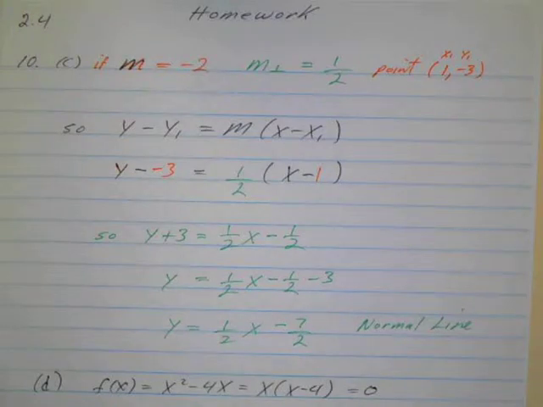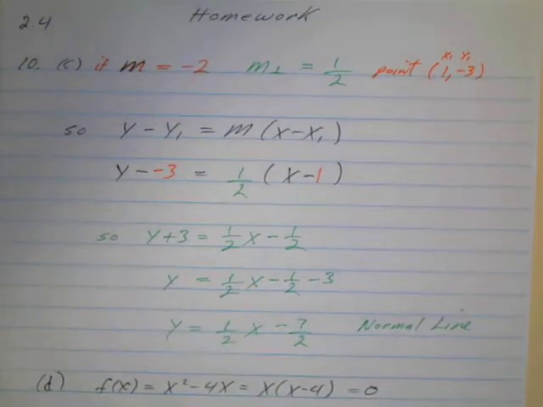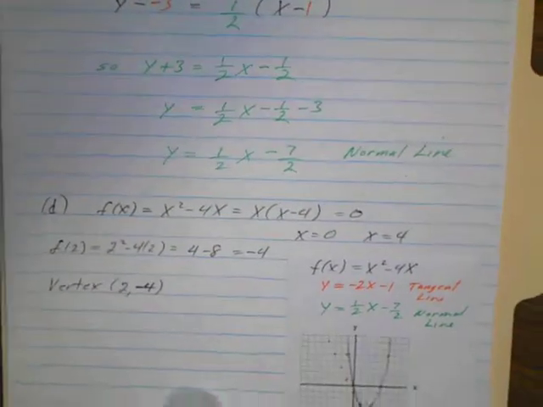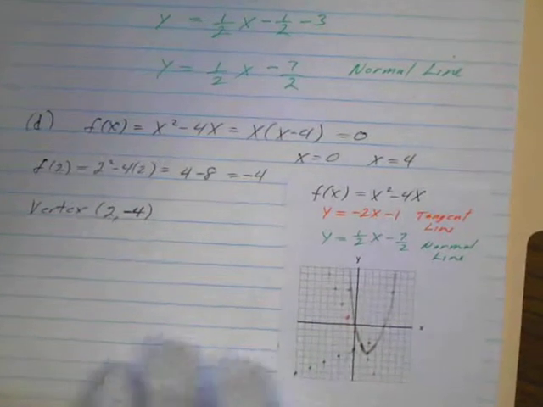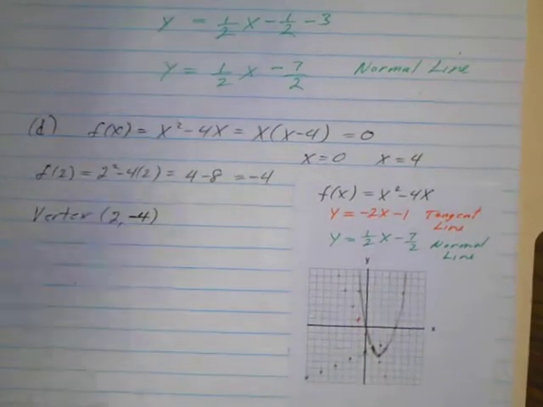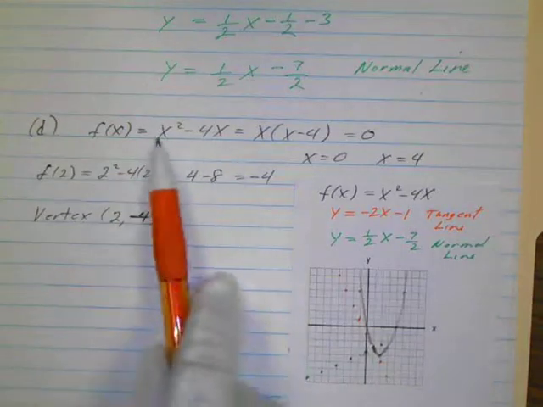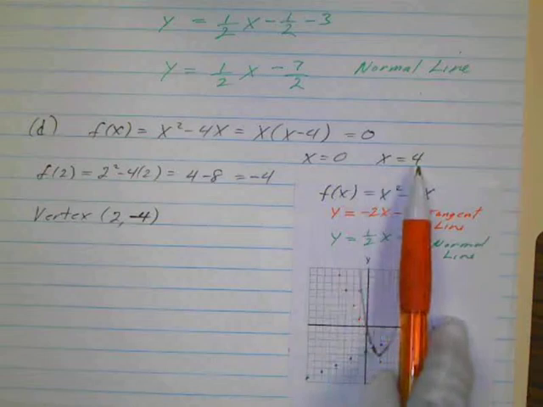Now we want to graph this, and again, first of all, we want to graph it without the calculator because we can do that. So this is my function. I know that it's a parabola, and I can find the zeros of it. It's not too bad. First of all, I just factored it and set it equal to 0, so I've got zeros at x equals 0 and x equals 4.